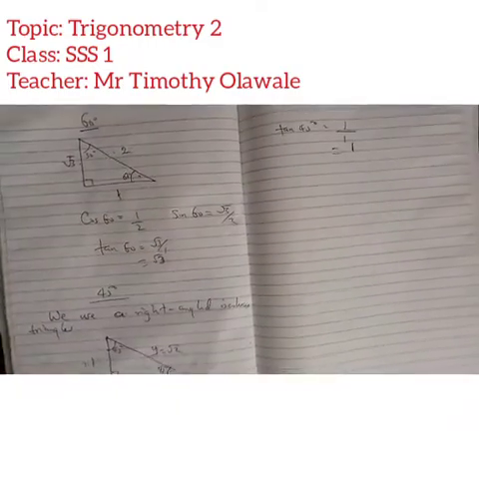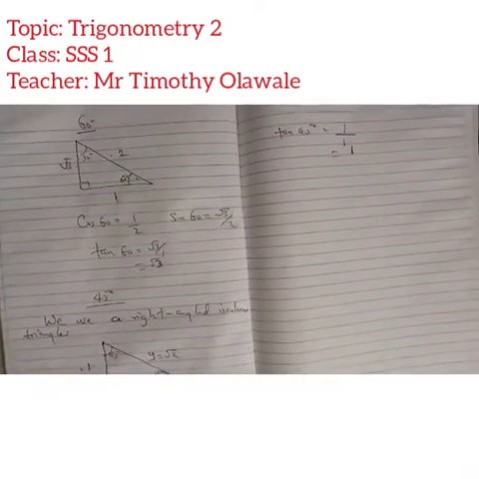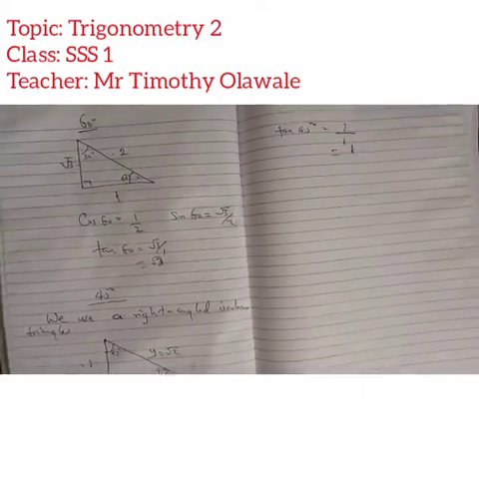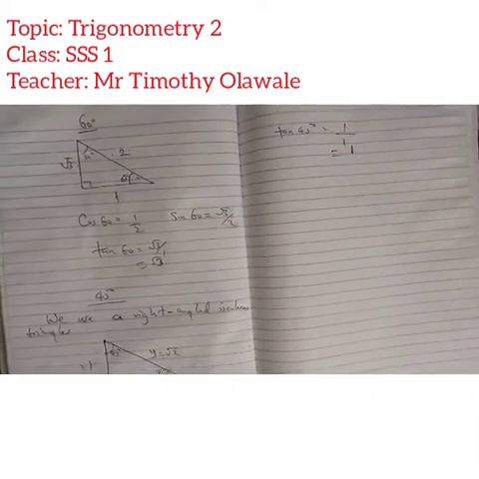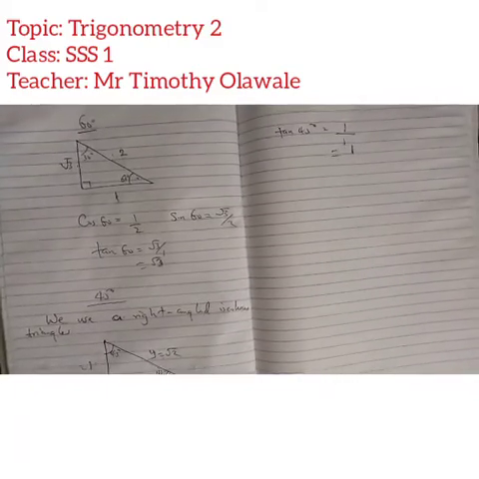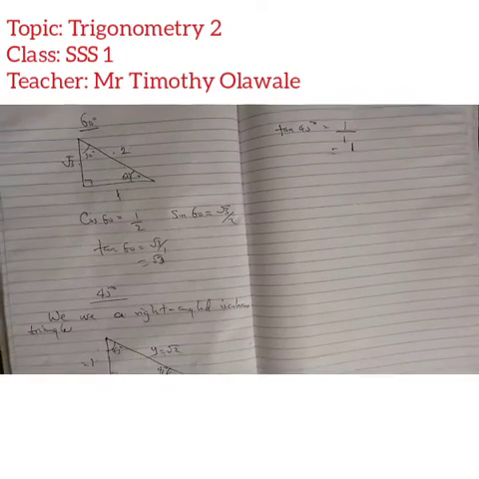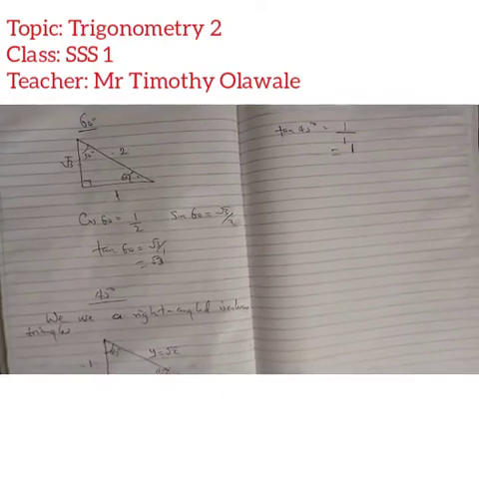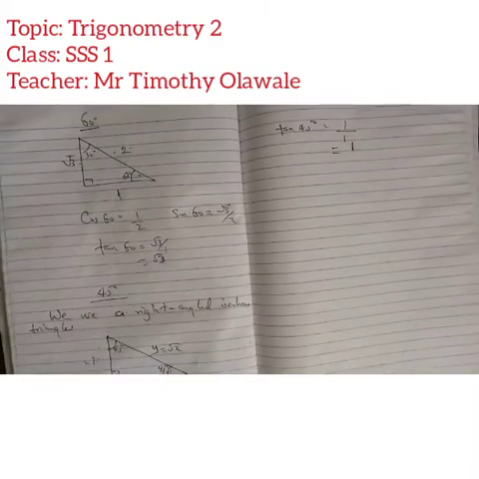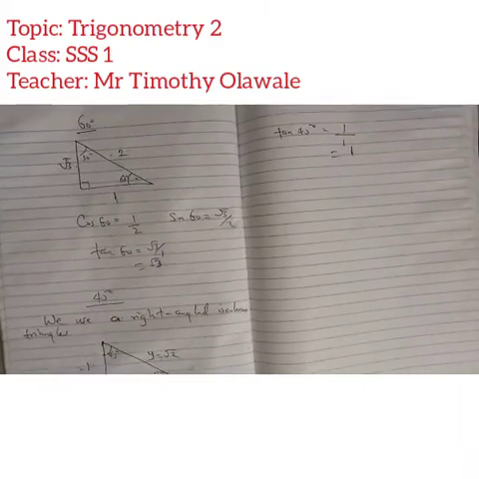Let me give you an assignment. Now that we have gotten the sine, cos, and tan for 30, 45, and 60, I want you to get sec, cosec, and cot of all those three angles. Of all the three angles, find the secant, the cosecant, and the cotangent of 30, 45, and 60 degrees. And you can send the answers to me.